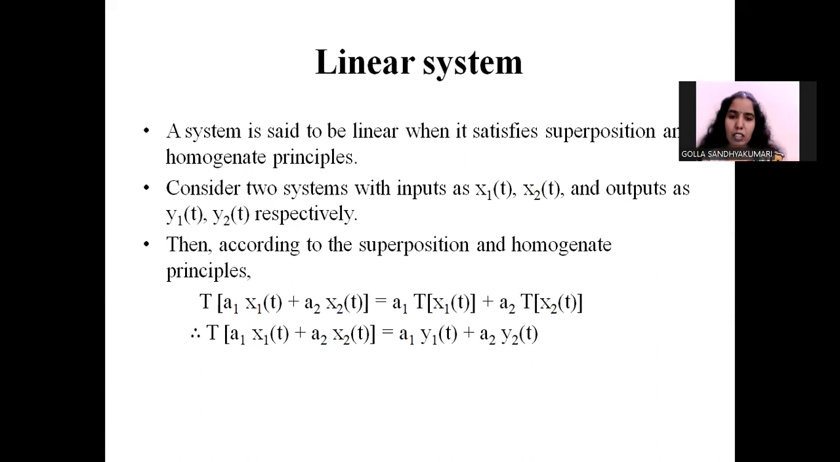Before learning about the transfer characteristics of LTI system, we need to learn about the linear system. A system is said to be linear when it satisfies the superposition theorem and homogeneity theorem.